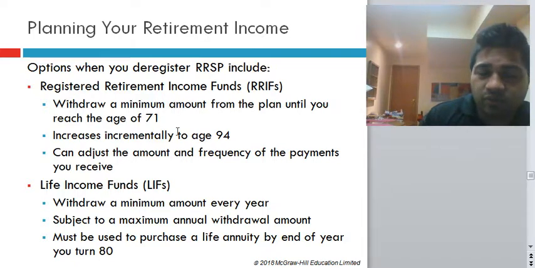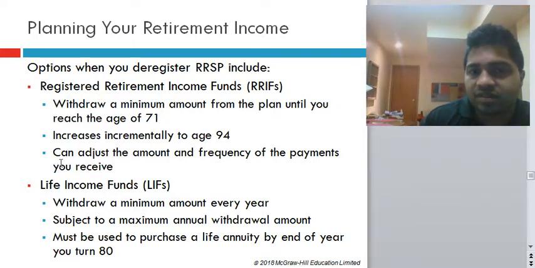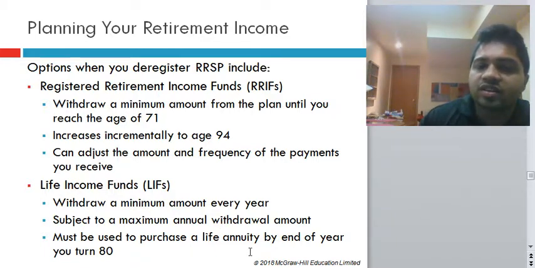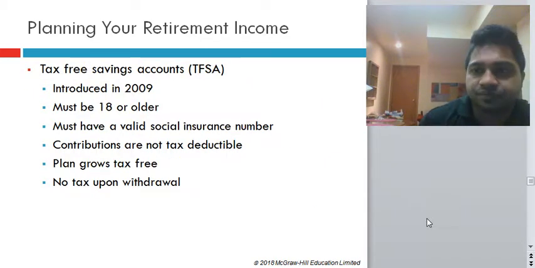So you can convert those funds into a registered retirement income fund, where you take the decisions of managing it. Withdraw a minimum amount from the plan until you reach 71, and it increases incrementally to 94 years. You can adjust the amount and frequency of payments you receive, so you have more control. Life income funds, or LIFs, require a minimum withdrawal every year, and there is a maximum withdrawal amount also. You must purchase a life annuity at the end, when you turn 80.